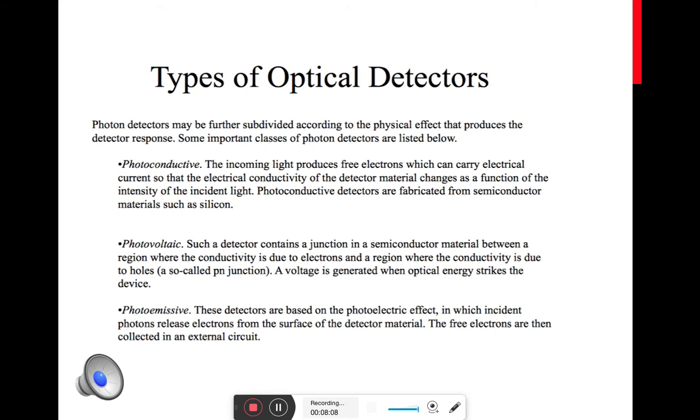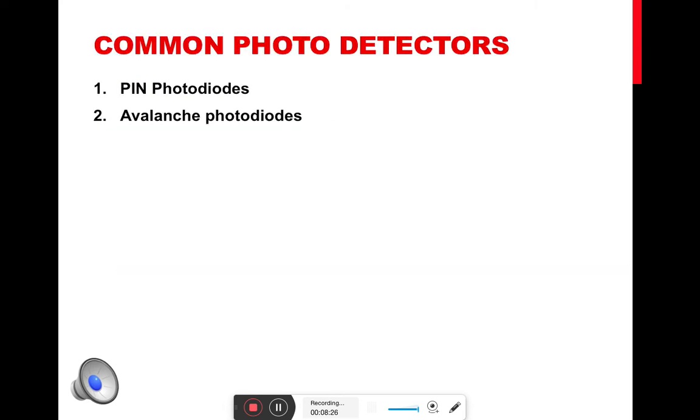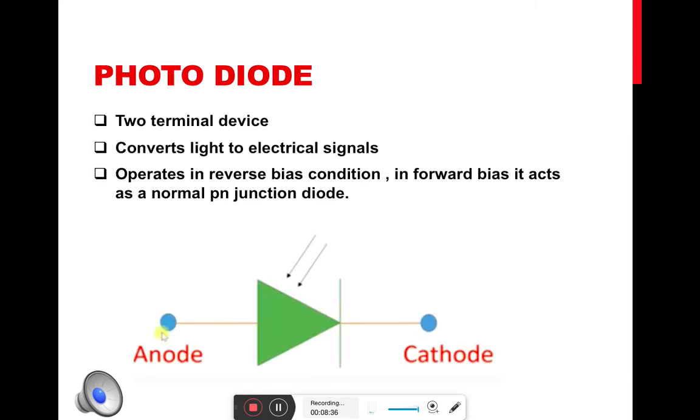So these are the three basic mechanisms by which an optical signal is converted to an electrical signal, and based on the principle followed by the optical detector, it comes under one of these three categories. The most commonly used photodetectors are PIN photodiodes and avalanche photodiodes. Both are subcategories of photodiode.